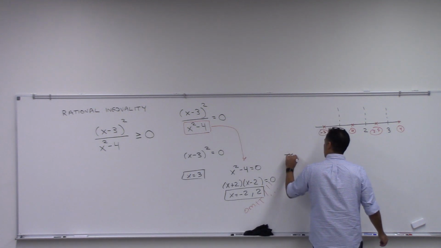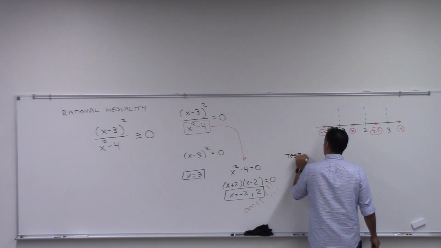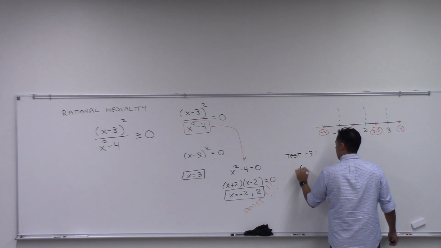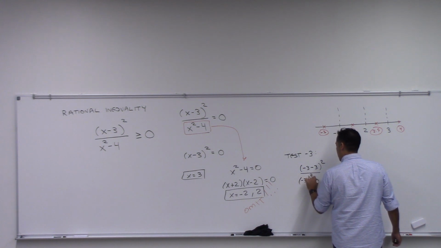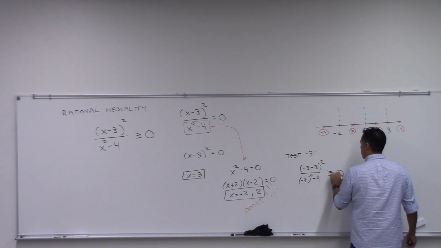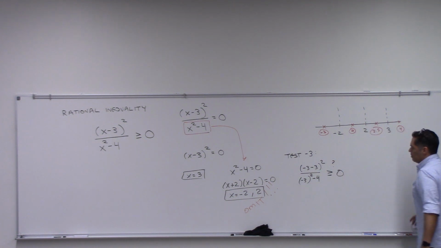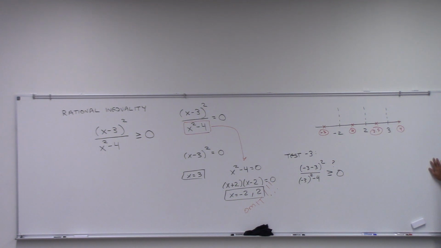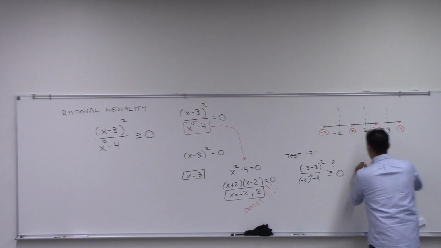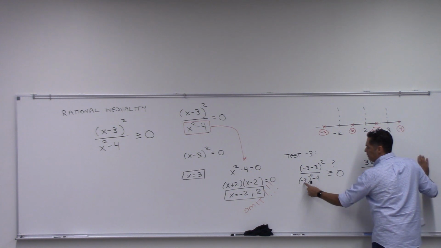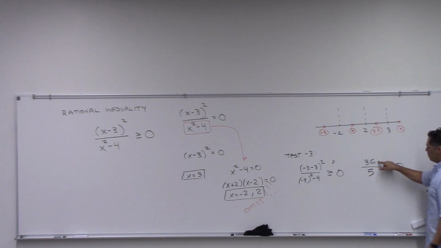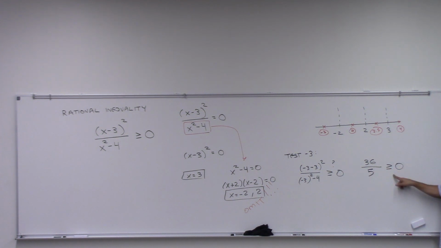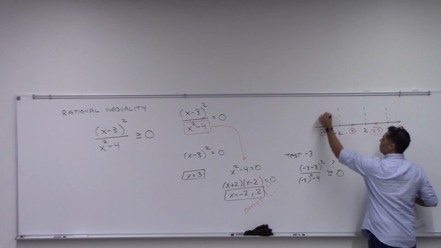Let's test -3. Here we go. So we go (-3 minus 3) squared over (-3) squared minus 4. Is that bigger than or equal to 0 is the question. Up top, negative 3 take away 3 is negative 6, squared is 36. On the bottom, negative 3 squared is 9, 9 take away 4 is 5. That's a positive over a positive, so that's greater than 0. So this works.